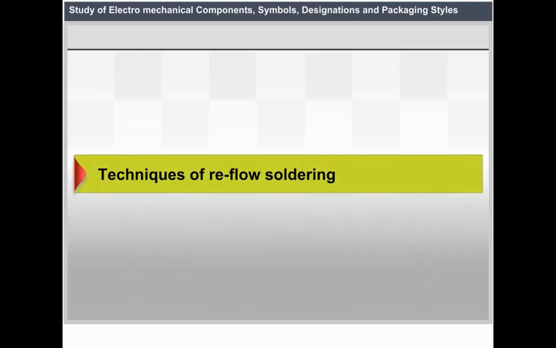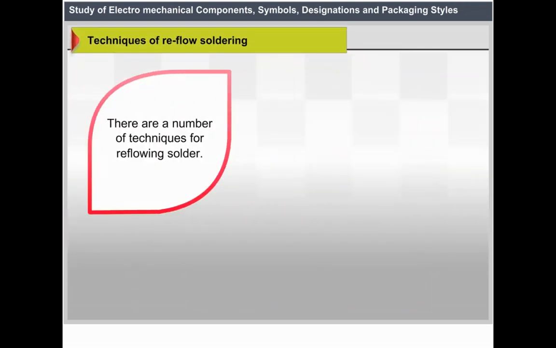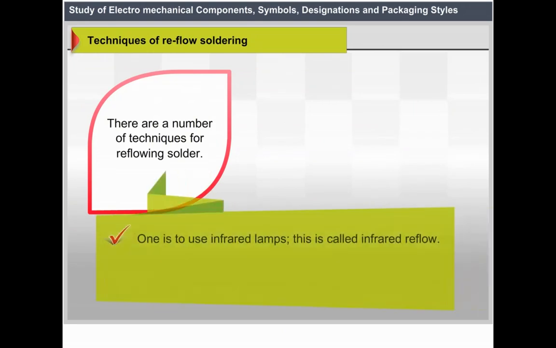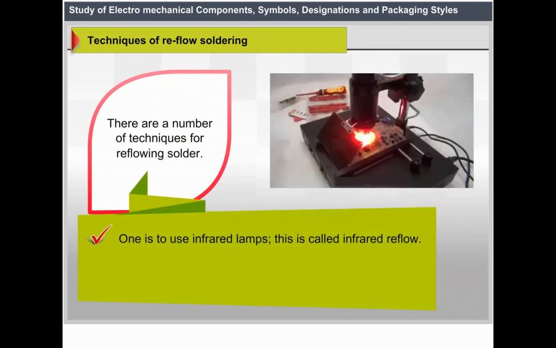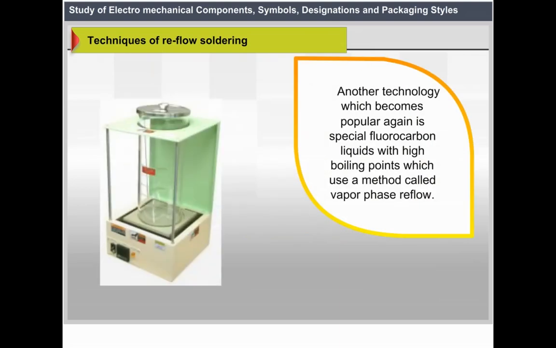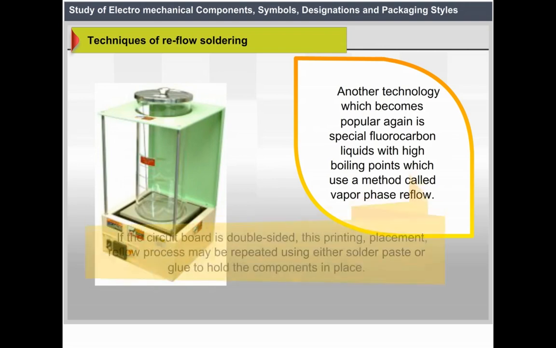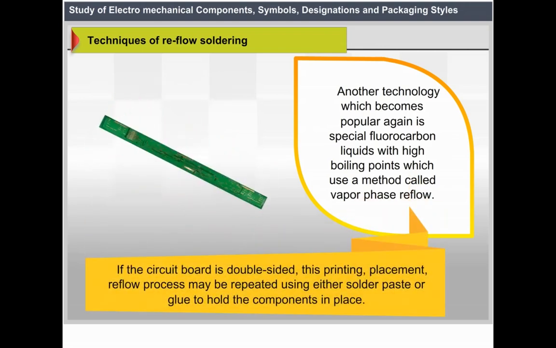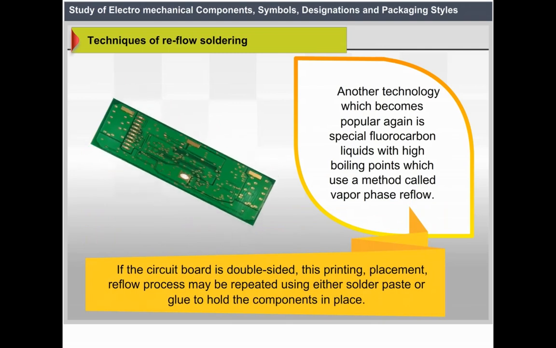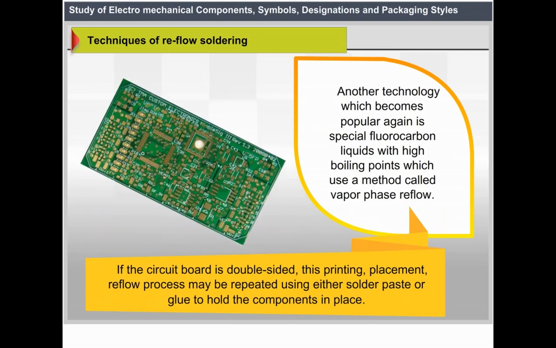Techniques of reflow soldering. There are a number of techniques for reflow soldering. One is to use infrared lamps. This is called infrared reflow. Another is to use hot gas convection. Another technology which is becoming popular again uses special fluorocarbon liquids with high boiling points, a method called vapor phase reflow.